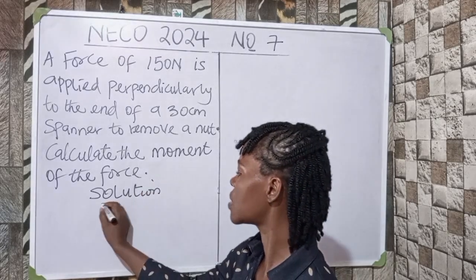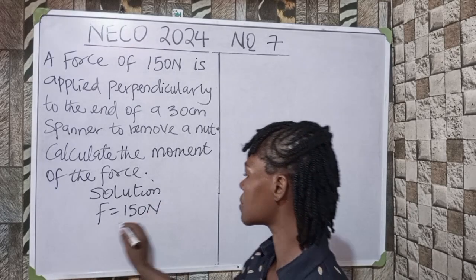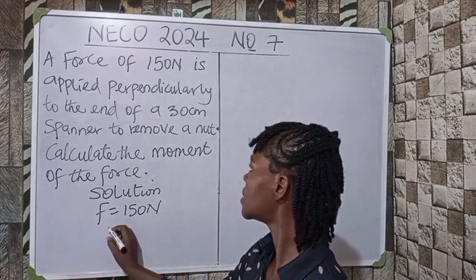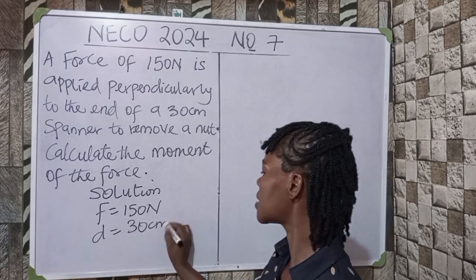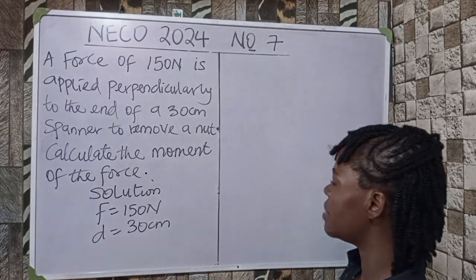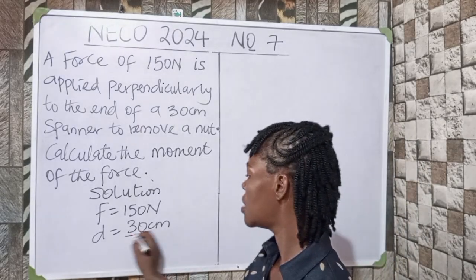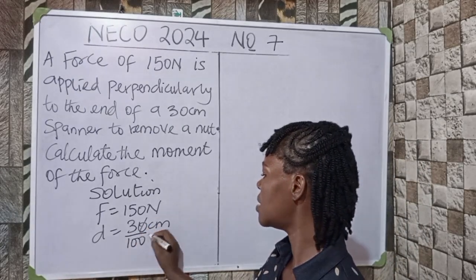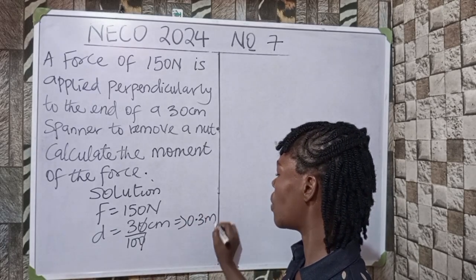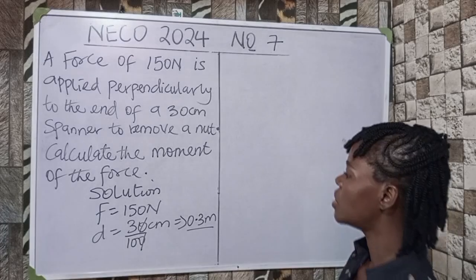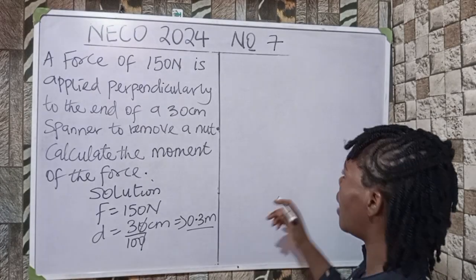We are given the force, which is 150 Newton. We are given the distance, which is 30 centimeters. And distance is meant to be in meters. So we are going to divide by what? By 100. If we divide by 100, this cancels this. I'm going to be left with what? 0.3 what? Meters.